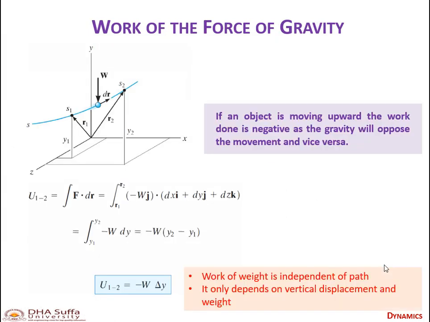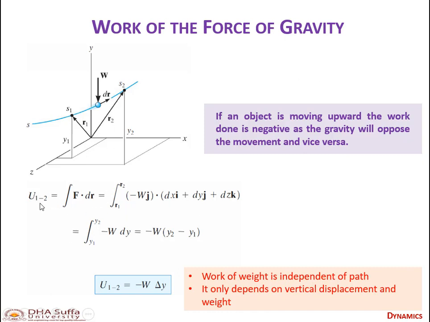Now moving forward, let's discuss the work of the force of gravity. What happens when you have a particle moving along a path and the weight of the particle is dragging it down? Let's see this graph. We have a path represented by s. We have a position s1 and a position s2, and a particle is moving between these two positions. The s1 is represented by a vector r1, whereas s2 is represented by r2, and we have a weight acting or dragging the particle downwards, right?